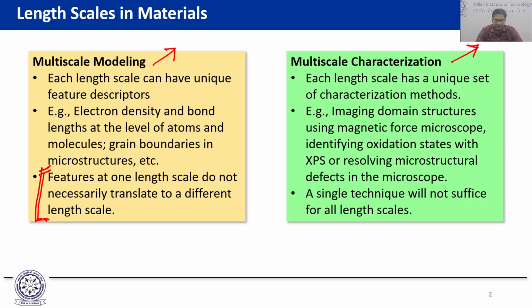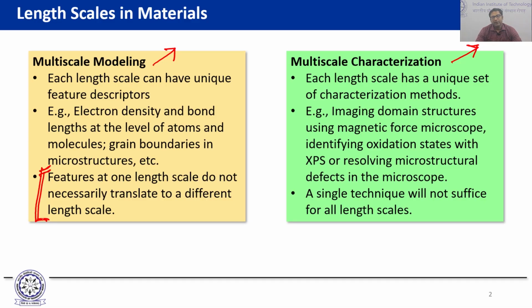Now, one thing I cannot stress enough: if you look at the features at one length scale, these features do not necessarily translate to a different length scale. For example, if you're looking at electronic structure calculations, these ideas of electron densities might be an excellent way of thinking about the problem. But when you are thinking about this at a microstructure length scale, you will actually have to come up with different features and not focus so much on things like electron density. So whatever type of modeling method you use at one length scale, those are characterized by one set of features. They do not necessarily translate to another length scale. And therefore, when we talk about different length scales, we have to think differently in each case.